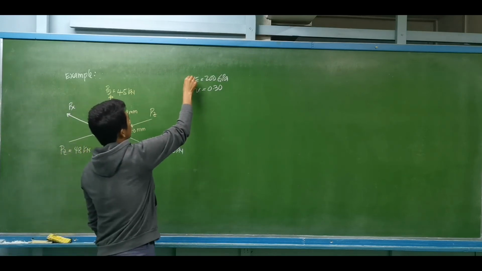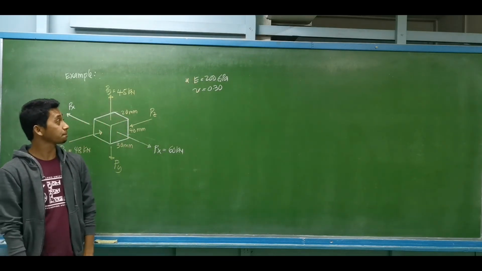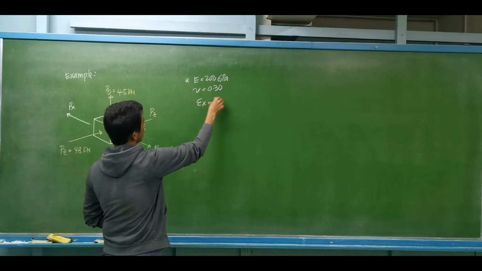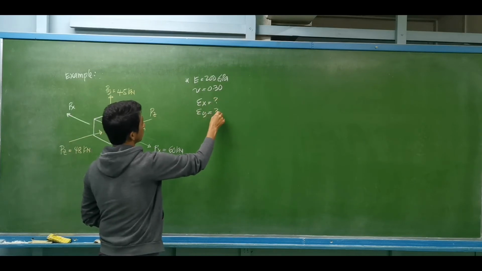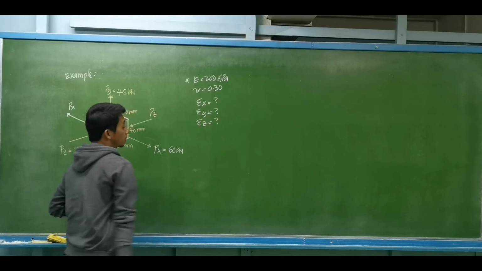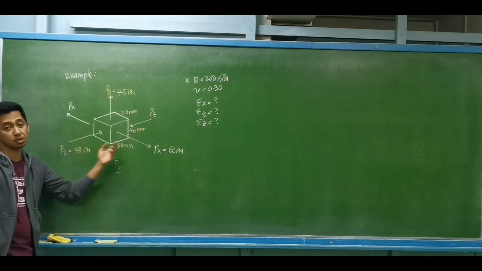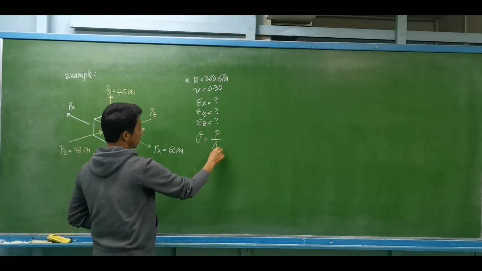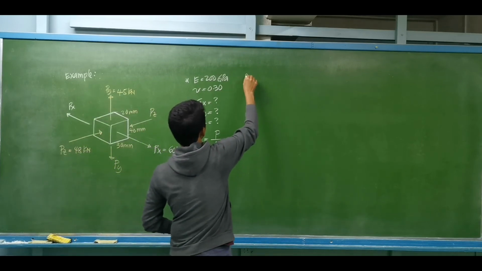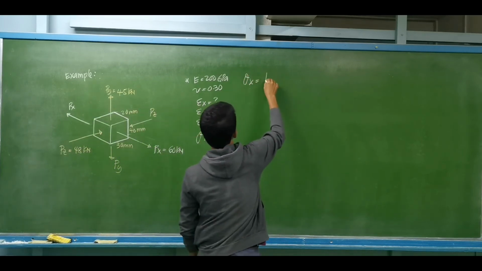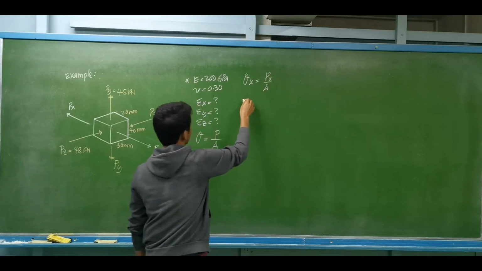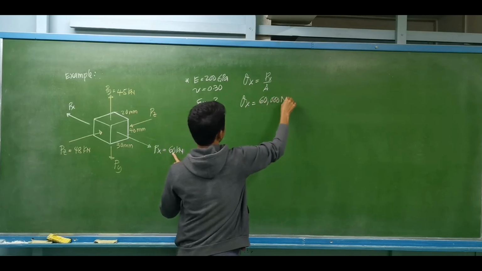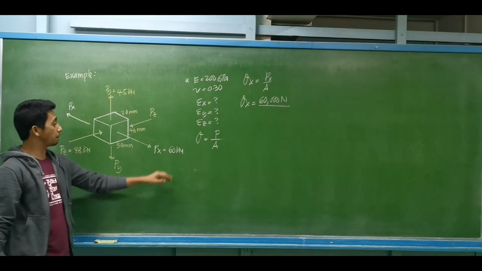Let's say the modulus of elasticity of the material is equal to 200 gigapascals, and the Poisson's ratio is equal to 0.30. We are required to compute the strain along x, the strain along y, and the strain along z. First, we need to determine the stresses in each direction. Basically, stress is equal to force divided by area. So the stress along x is the force along x divided by the area. The stress along x is equal to 60 kilonewtons, or 60,000 newtons. What is the area perpendicular to this one?